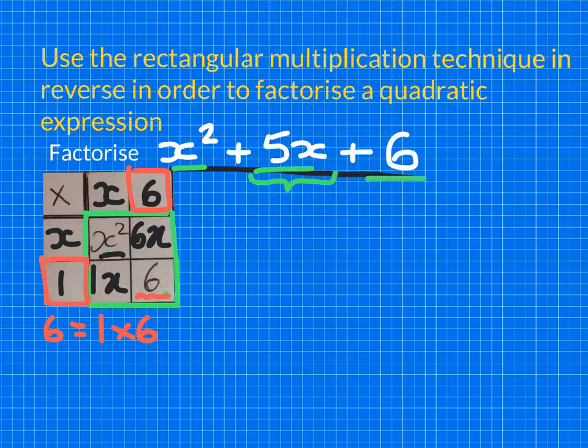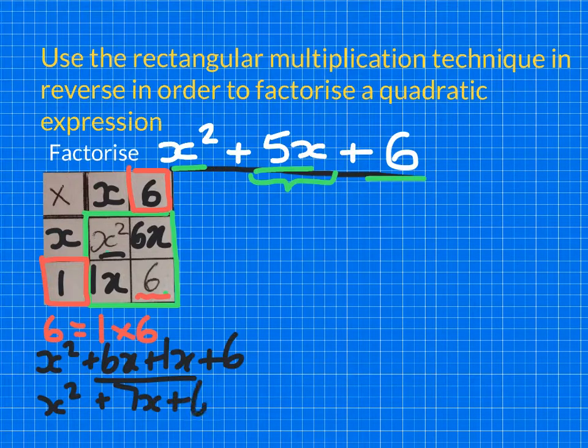If we now write this out, we can see we've got x squared plus 6x plus 1x plus 6. And if we simplify it down, we have x squared plus 7x plus 6. Comparing that to the original problem, we needed to have 5x, and we've got 7x. Therefore, the numbers 1 and 6 don't work.